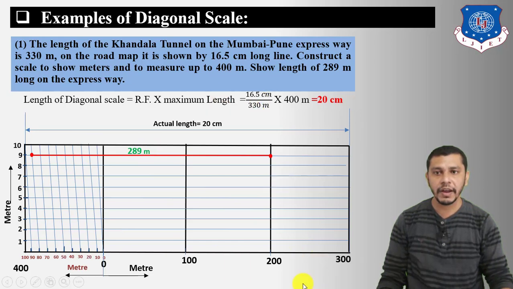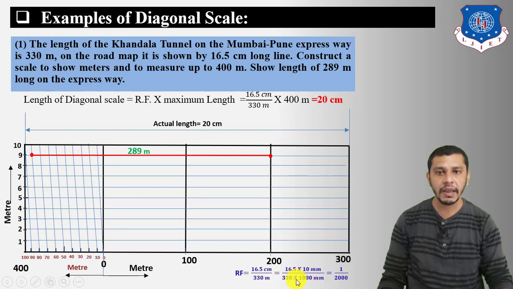Now here we have to find out the RF, that we have to show on the right corner of the scale. So RF is equal to 16.5 centimeter upon 330 meter, which is equal to 16.5 into 10 mm upon 330 into 1000. It is equal to 1 upon 2000. So this is RF.